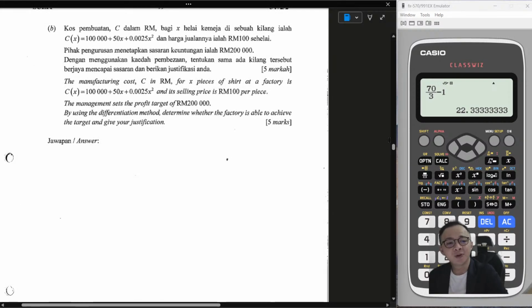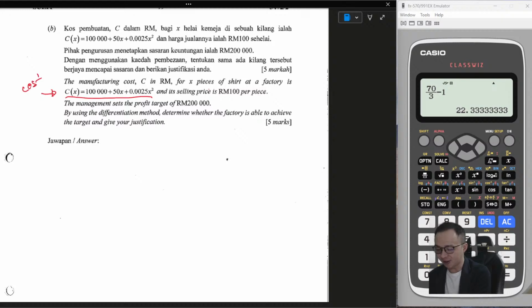Okay, so now the manufacturing cost in RM for X pieces of shirt at the factory is this equation. Okay, this equation is the cost, and it's selling at 100 per piece. Management set a profit of 200,000. By using the differentiation method, determine whether the factory is able to achieve the target and give your justification.